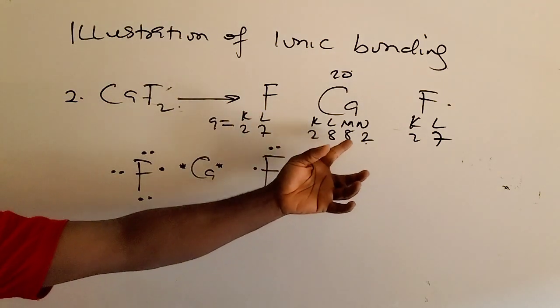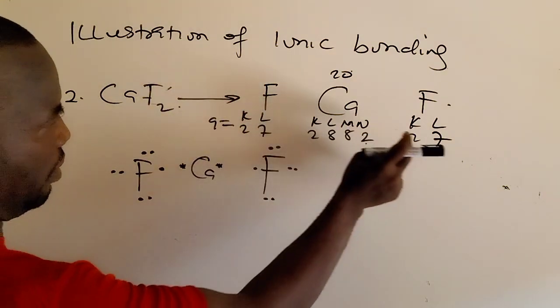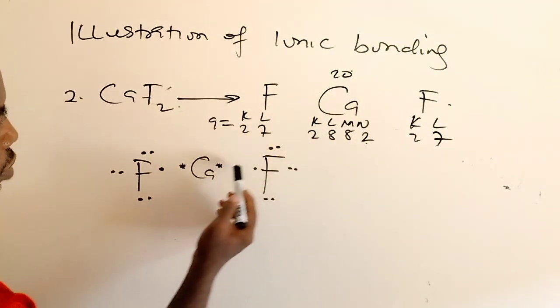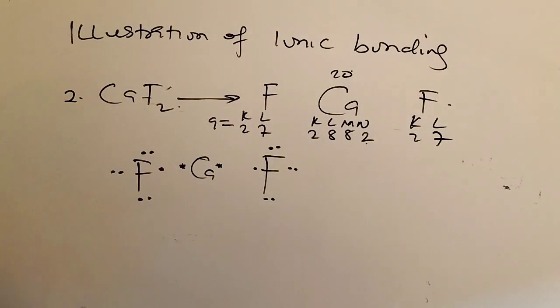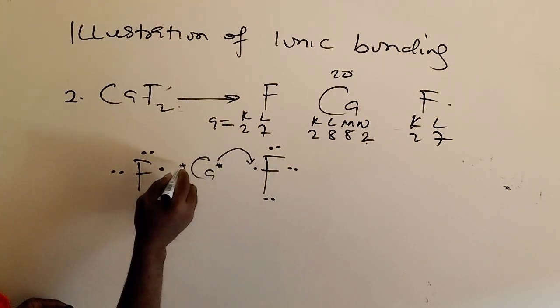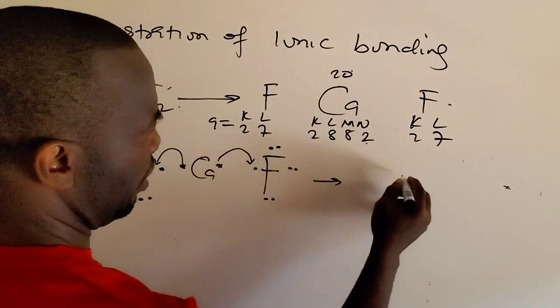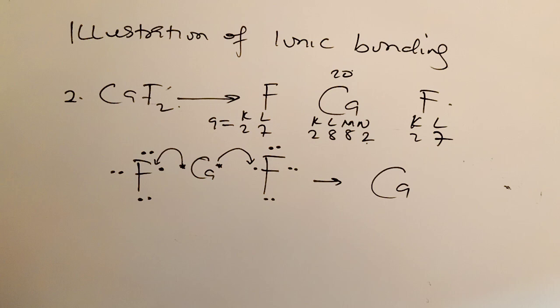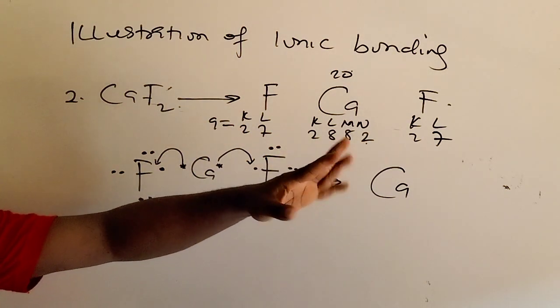So for these 2, for fluorine to attain the Octet state, 8, 8 here, 1 of the electrons from calcium will go to this one, and 1 will go to the other fluorine atom. So we use a curled arrow, putting the arrowhead to show where it is going. Having done that, you see that our calcium now will have Ca, with 2 electrons given out.